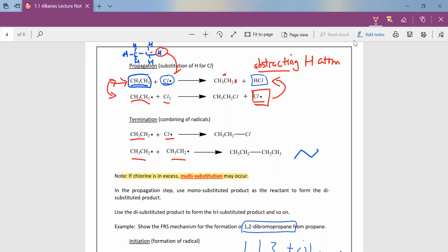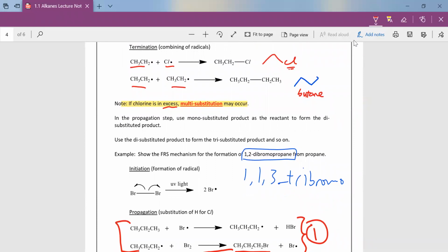Then the last step, which will end the reaction, is where you have two radicals combining to form the product. You can actually just draw it in a skeletal manner, like what we went through. So this is two carbon with a chloro substituent. And if you have two of the ethyl radicals coming together to terminate, then you end up with butane. Do note that if chlorine is in excess, multi-substitution may occur.